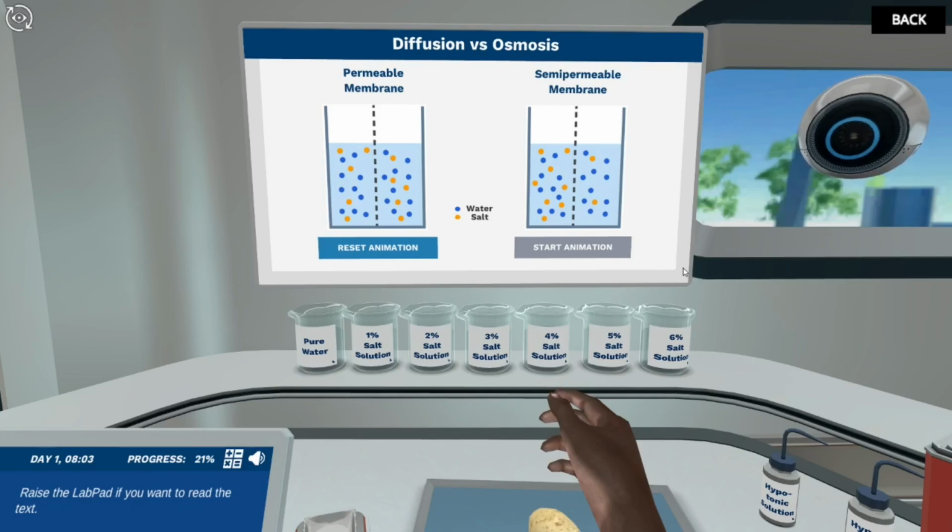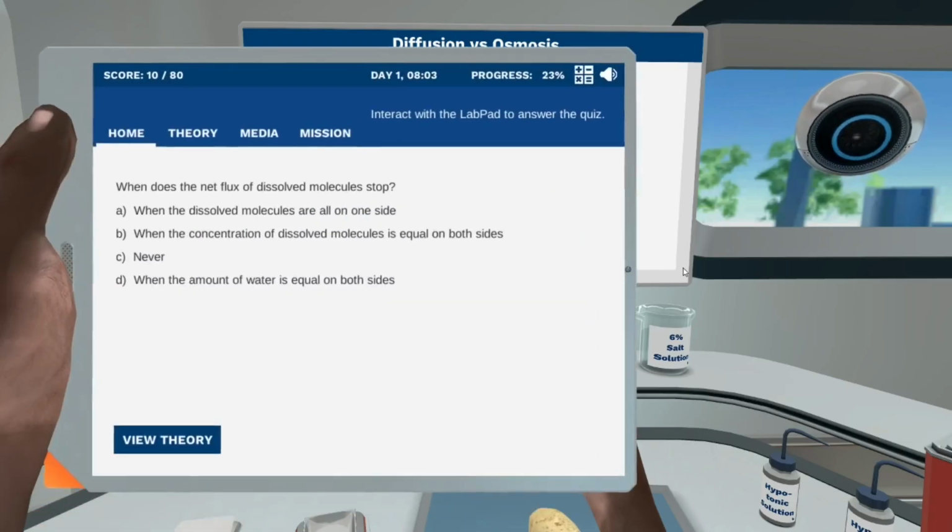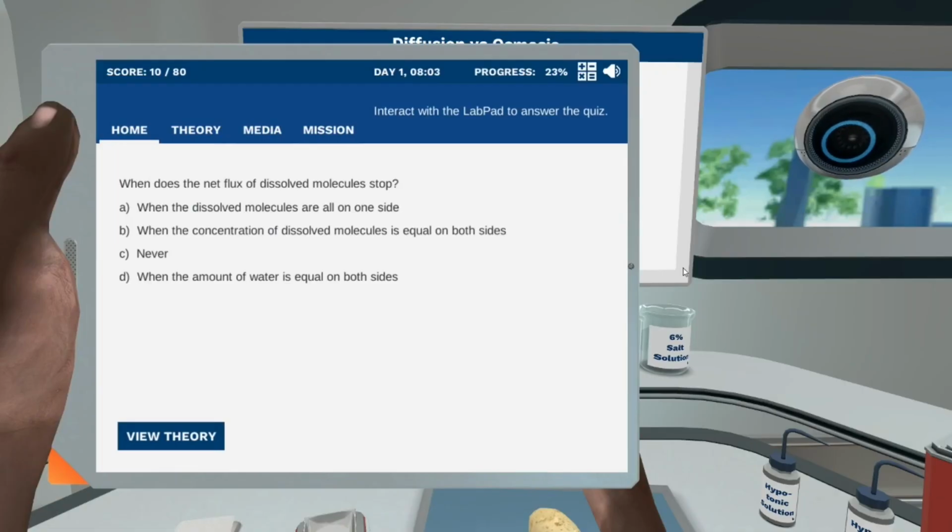Think about how you can smell your grandma's delicious pie even from outside the kitchen. That is the diffusion of the odorous molecules traveling from a high concentration to a lower concentration. This spontaneous movement always happens and can go in any direction. When more molecules move from a higher concentration to a lower concentration in diffusion, we call this net movement, or net flux. When does the net flux of dissolved molecules stop?